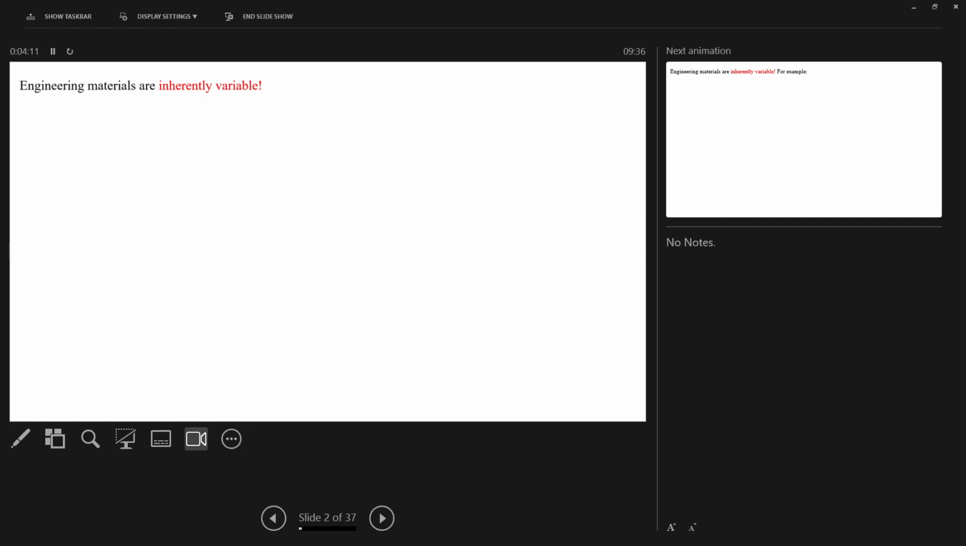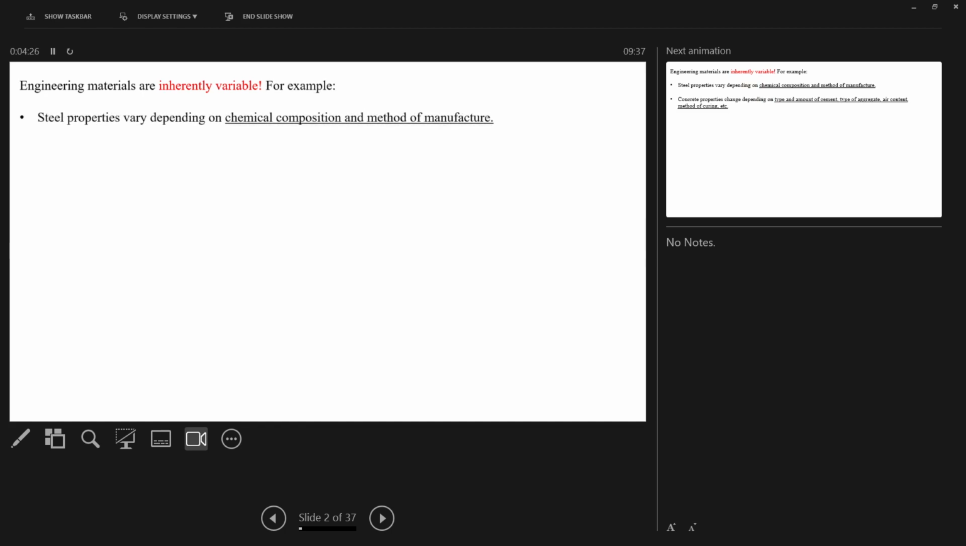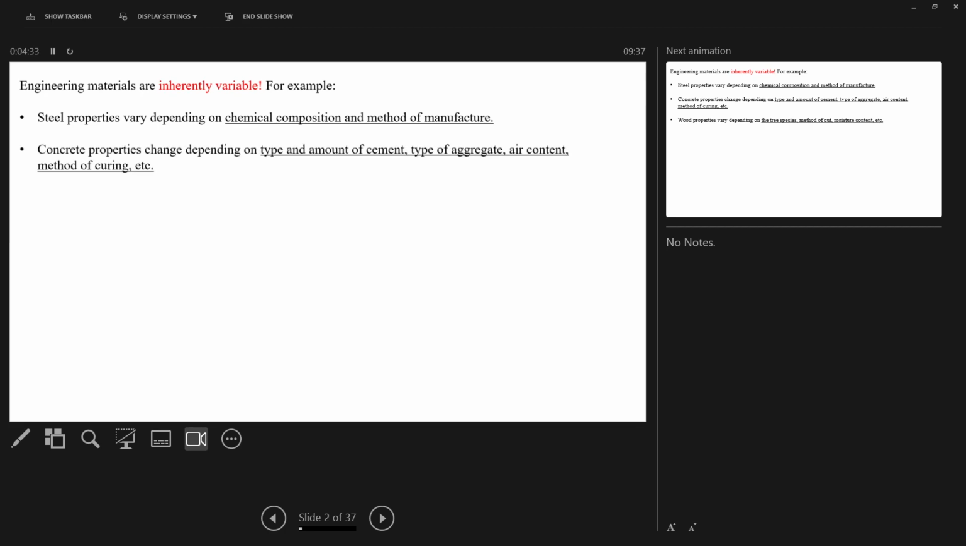Okay. So for just now, let's go back 5 steps and look at the raw material itself. Engineering materials are inherently variable. We're not just talking about wood, we're talking about concrete, steel, everything. Steel properties vary depending upon the chemical composition and the methods of manufacture. We've got hot rolled, cold rolled steel, different grades of steel. Concrete properties change depending upon, I'm going to be honest, absolutely everything that's in the concrete, where you get the aggregate from, literally what is the aggregate made out of.